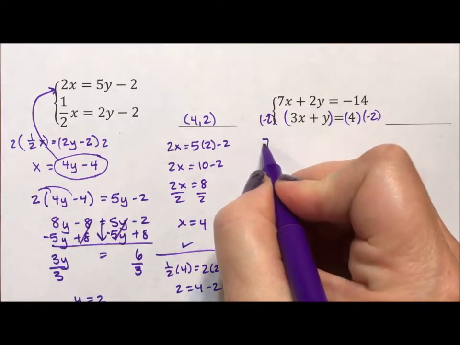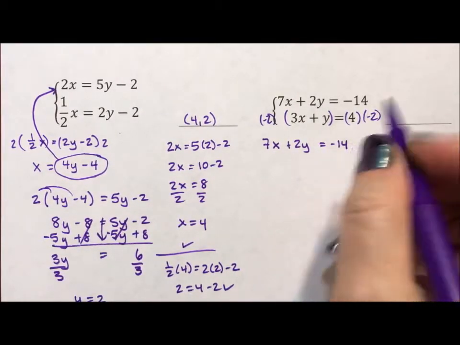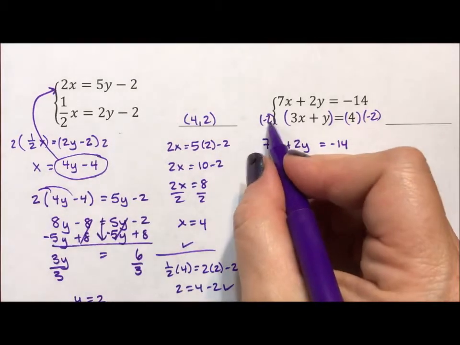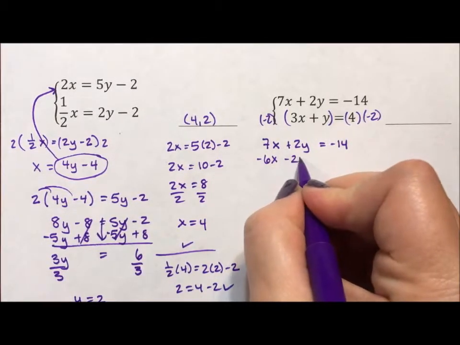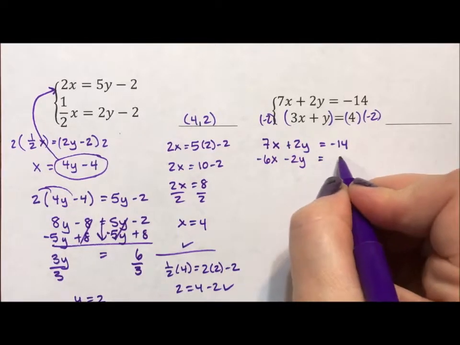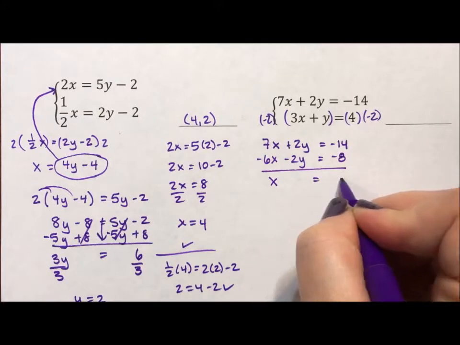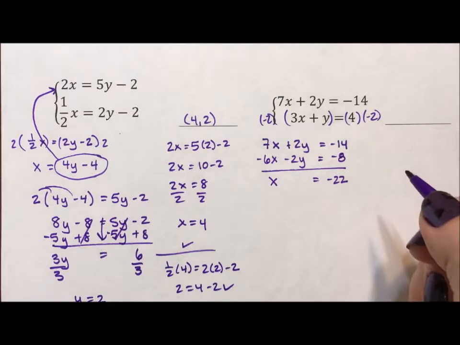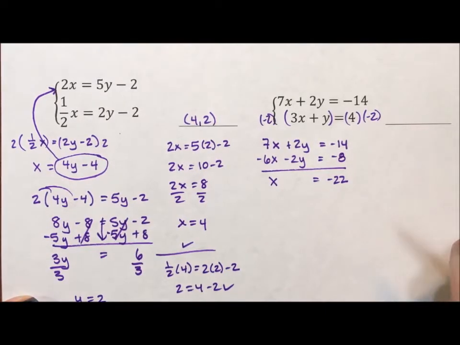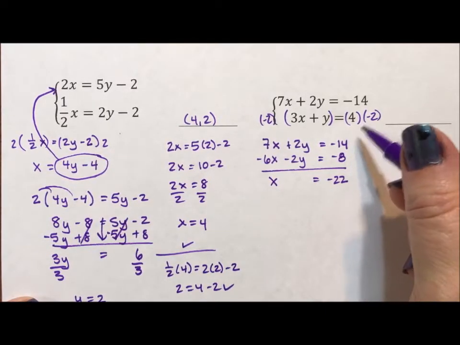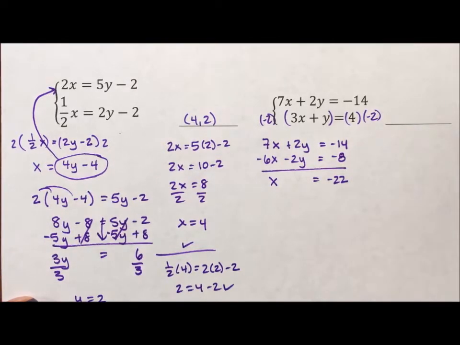But if we take the first equation and leave it, 7x plus 2y equals -14, and multiply the second through by -2. So -2 times 3x is -6x, -2 times y is -2y, and 4 times -2 is -8. We get x equals -22, and this answer is already getting answered quickly. If we had a +2, there is a good chance x would have been -6.